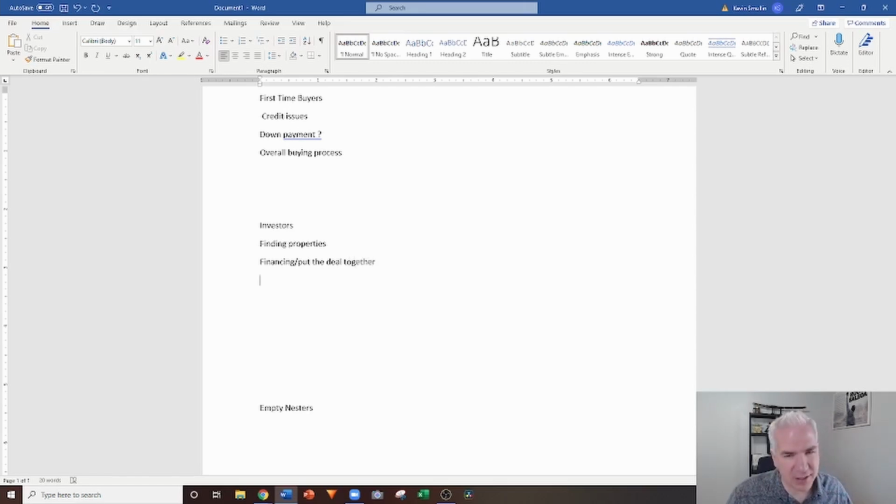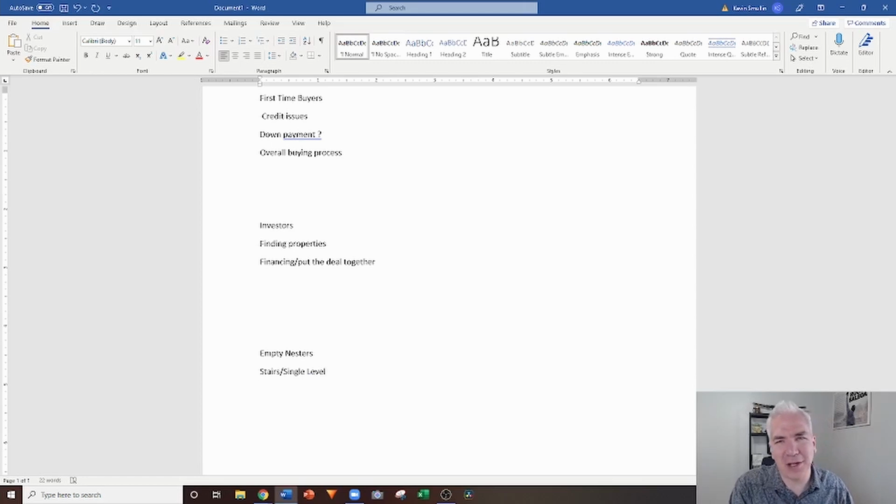And again, if we were to sit and brainstorm, we could think about more. But again, hopefully you're starting to get the point. With empty nesters, a lot of times one of the issues they face is stairs. They're looking for something that would be single level.